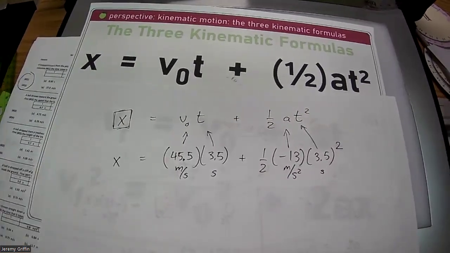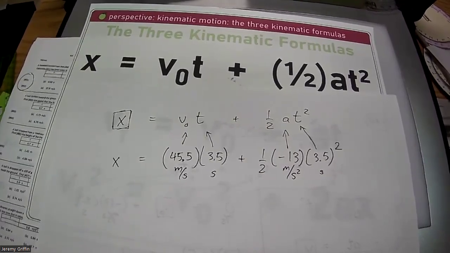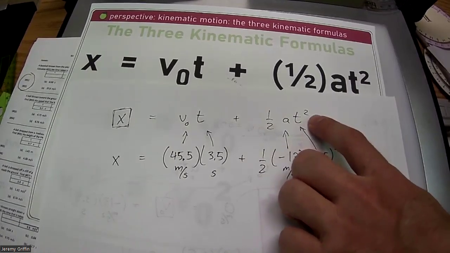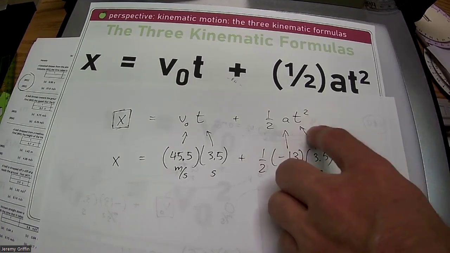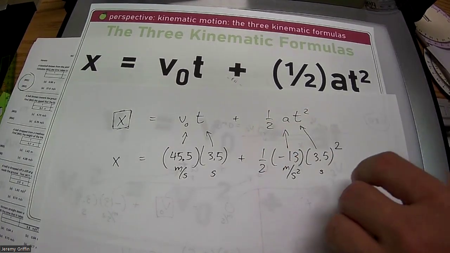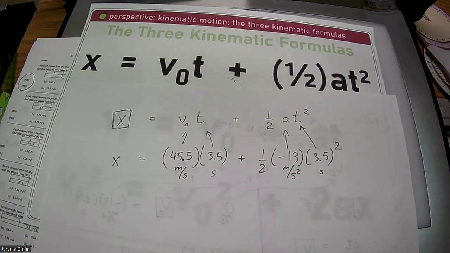Speaking of that square, let me double check and make sure everybody's on board here. What exactly is being squared? Is only that time t being squared, or is the entire 1/2 at being squared? What's being squared? Just the t? Show of hands. How many think it's just the t? Just the t being squared? Yeah, just the t. Okay, just want to make sure that everybody thought that.